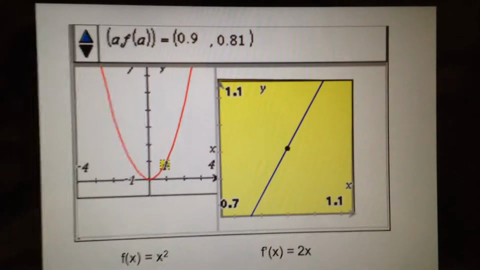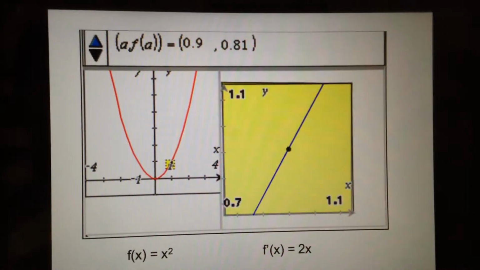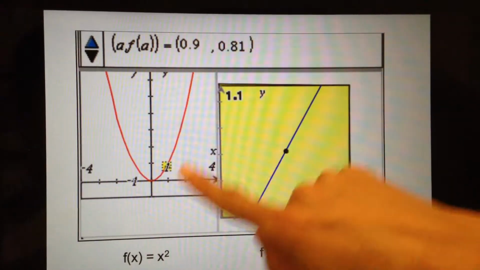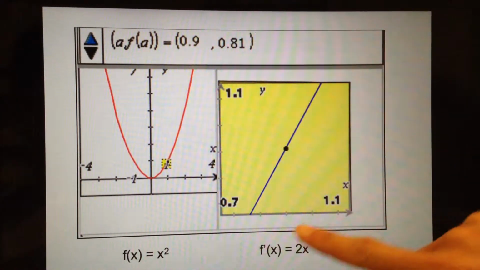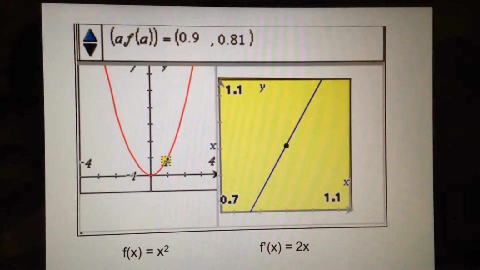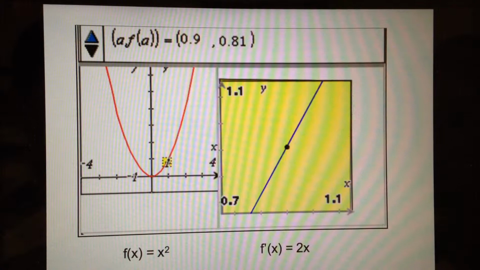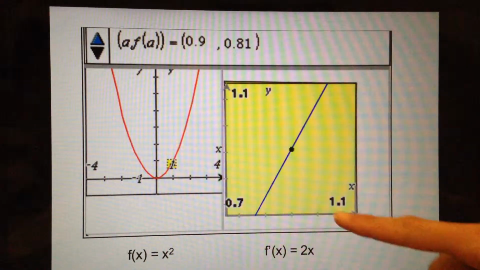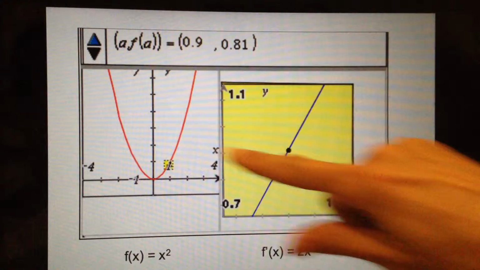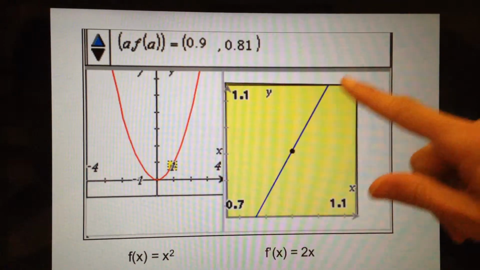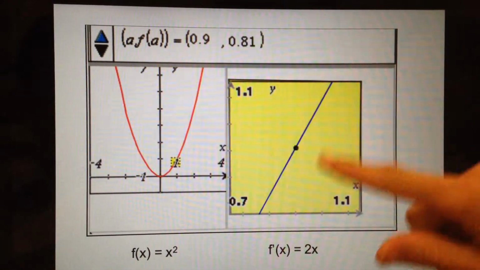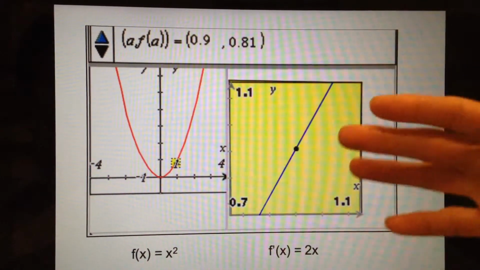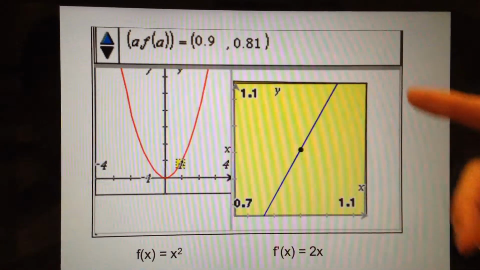So on the screen you can see the graph of the parabola, f of x equals x squared, and we also isolated one point on the graph, which is right here, and then we drew the line of the tangent at that point. The slope of the tangent line is the same as the value of the derivative at that point.